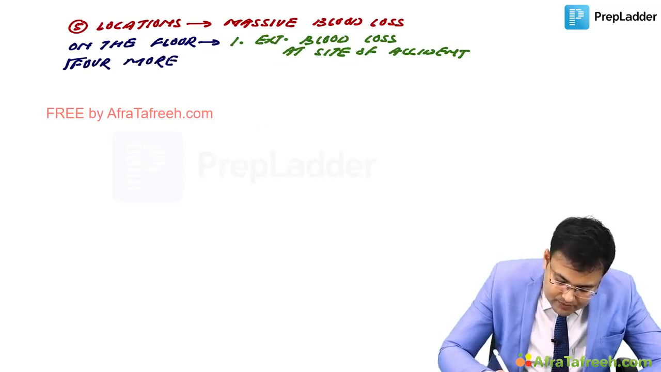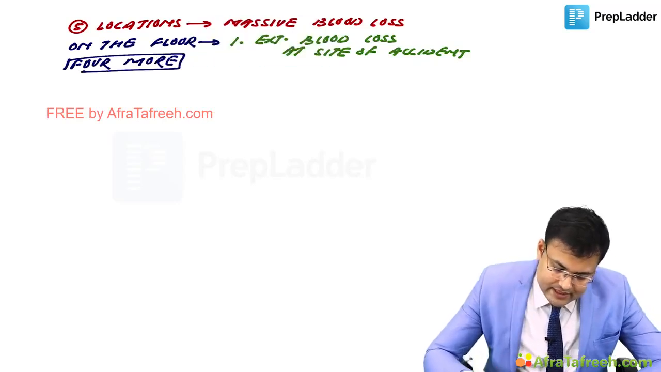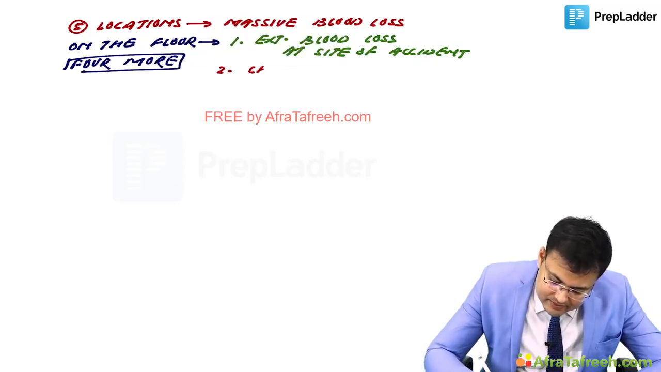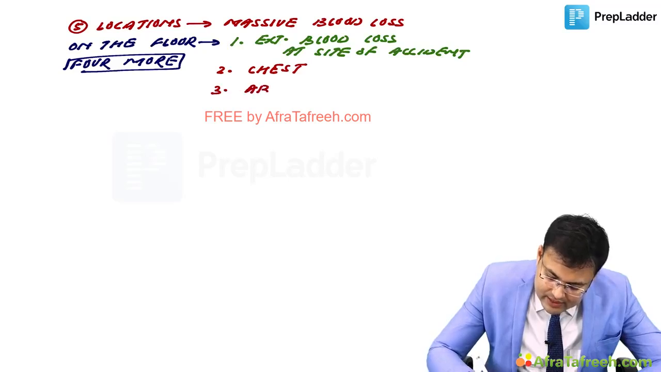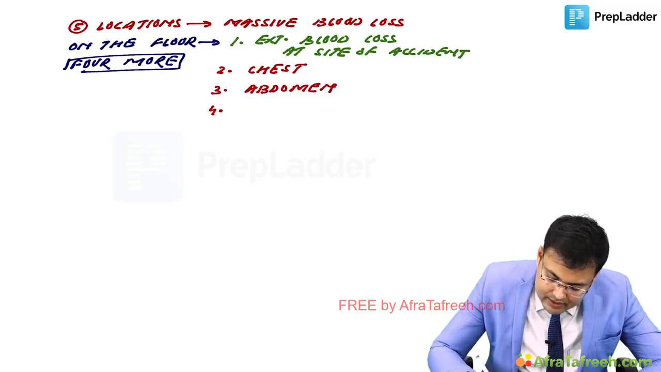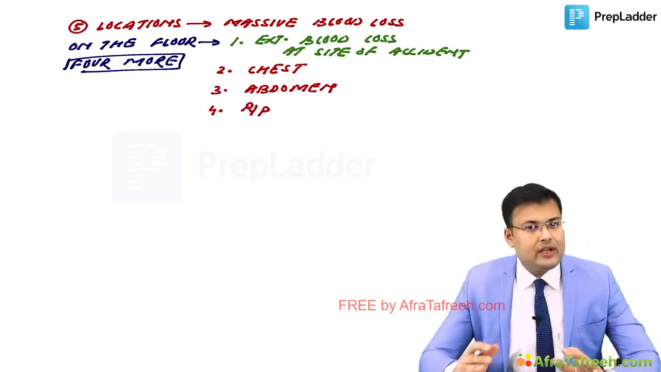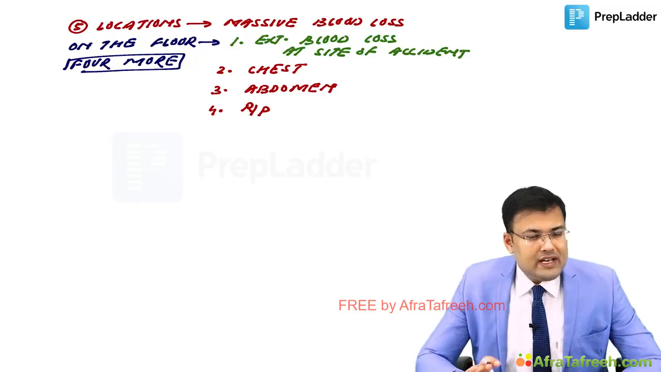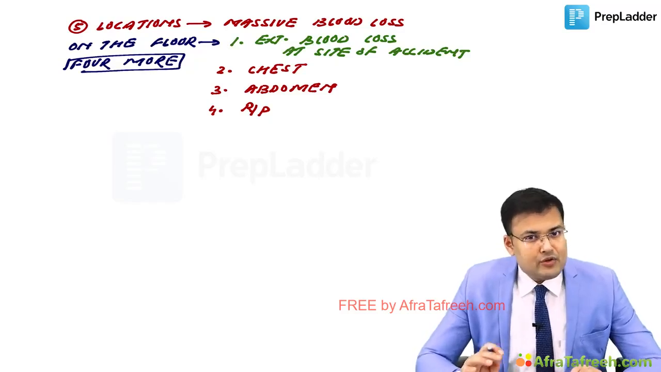4 more. Clear? So second is the chest or thorax. Third, it's the abdomen. Fourth, retroperitoneum. Okay, what is the cause of retroperitoneal hematoma or collection of blood in retroperitoneum?